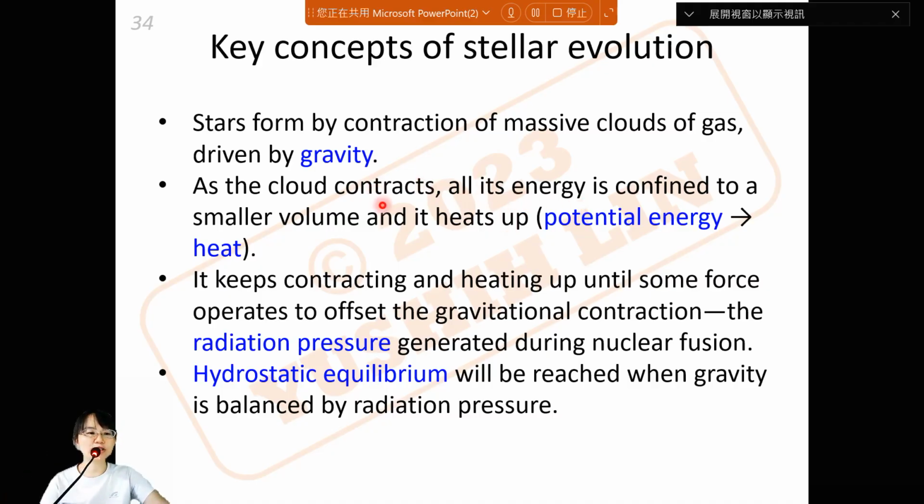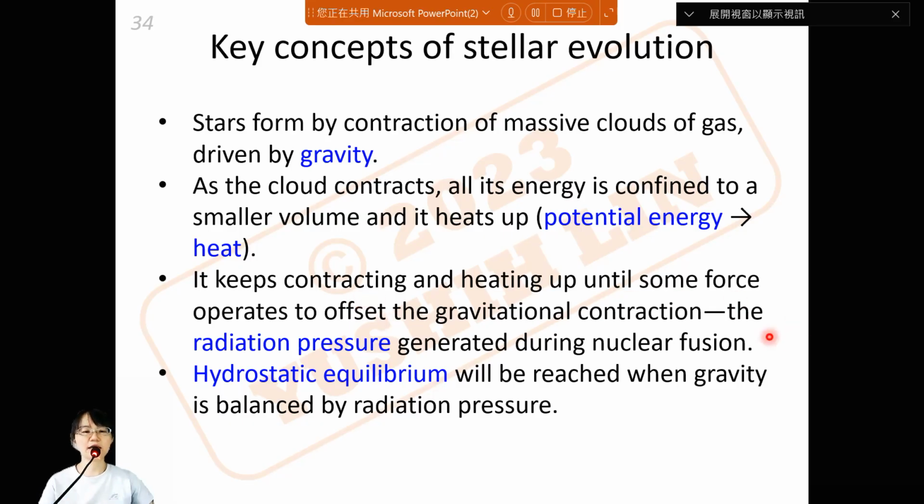So you can also imagine that when the cloud of gas converges to a smaller volume, its potential energy will be converted to heat. So it keeps contracting because of gravity and heating up because of conversion of potential energy to heat until some force operates to offset the gravitational contraction. Otherwise, it will just continue to converge and converge. So some force will operate to offset this gravity.